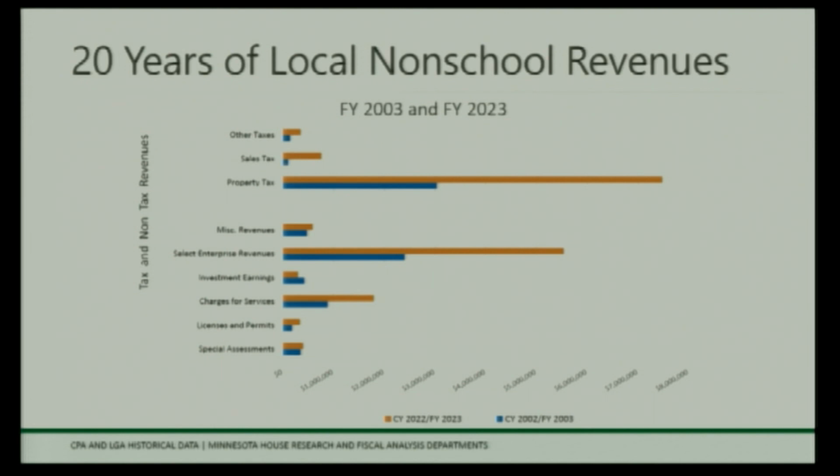Apart from that, select enterprise revenue category, think water, sewer, and some other kinds of uses where you can have a direct charge for a service provided. You'll see charges for services have increased tremendously as well. So you have this change in other tax revenues as well as the tax revenues at the local level, just to give you some perspective of where the monies are coming from.